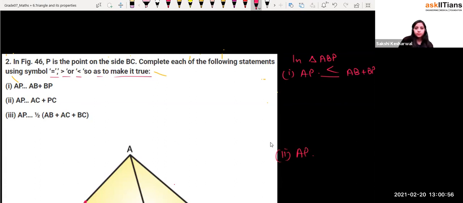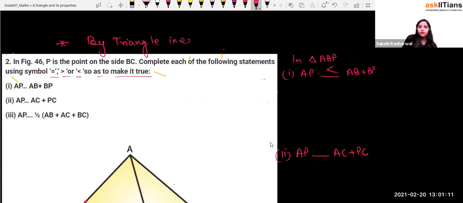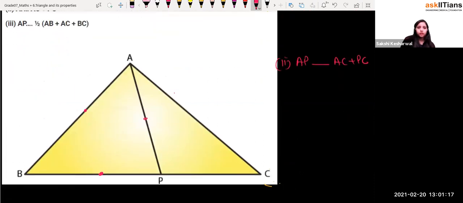It says AP, dash, AC plus PC, right? So we will be using the triangle inequality. We will write the reason as triangle inequality, right? By triangle inequality, we can say directly. Now just see over here. It says AP. Now it's talking about AP.